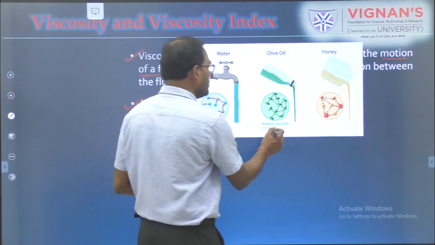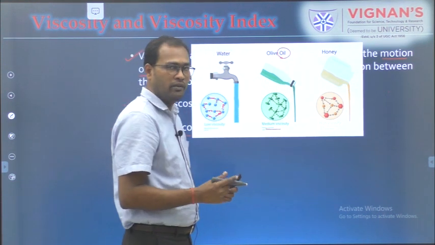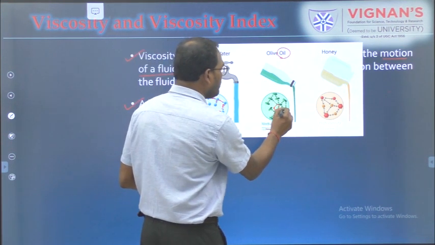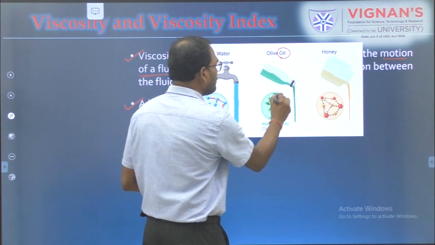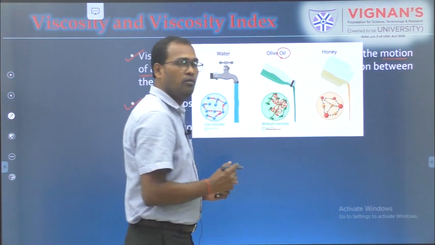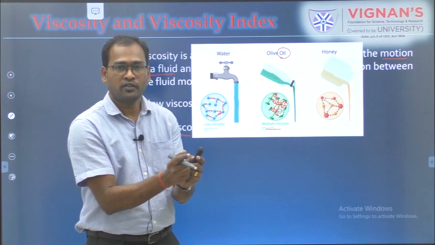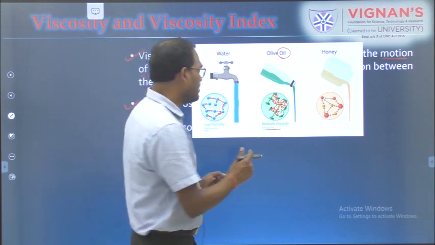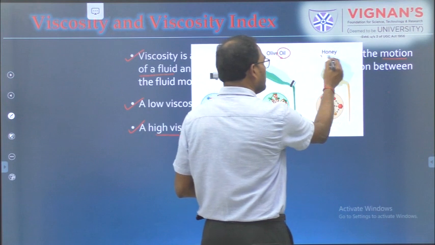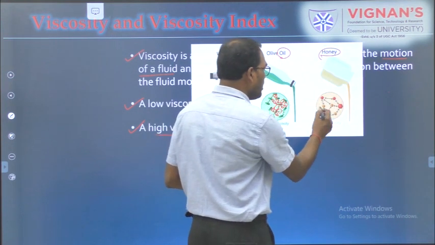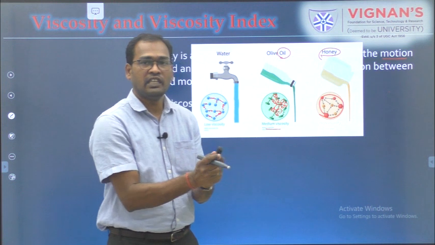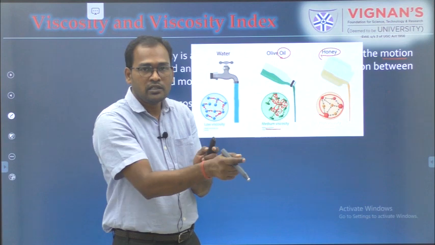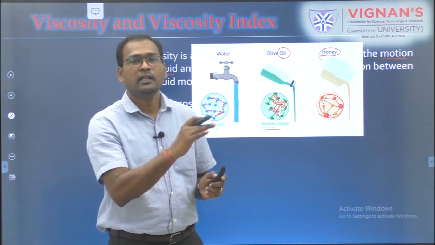Now coming to this one, which is olive oil, which is very thick compared to water. You can see here there are more connecting points, or adhesion forces, between the oil molecules. Because of this greater attractive force, the oil has some resistance against the flow. And a still more viscous material is honey. You can see how the molecules are attached to each other, and because of these greater adhesion forces between each molecule, the resistance is higher and the flow of honey is restricted.